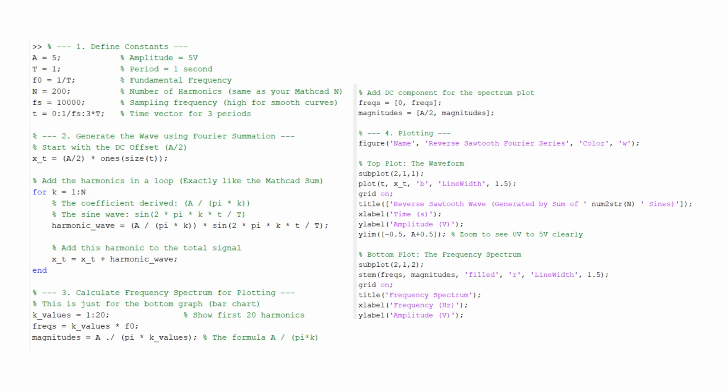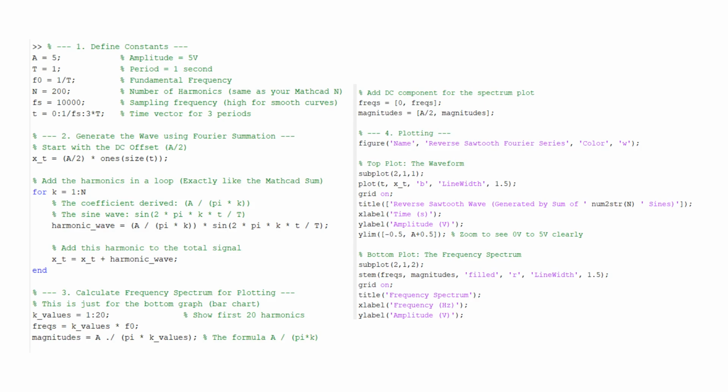As the loop runs, each harmonic is added to the total signal, gradually constructing the reverse sawtooth waveform. After generating the time domain signal, we compute the frequency spectrum. Here we calculate the magnitude of the first few harmonics using the same Fourier coefficients. This allows us to visualize how the signal's energy is distributed across frequency.